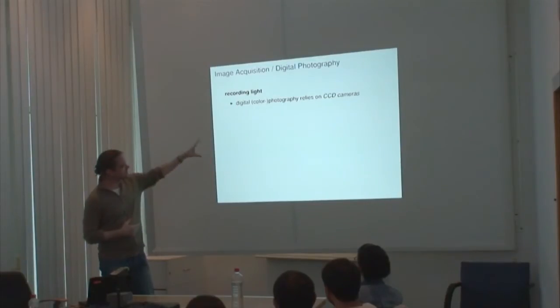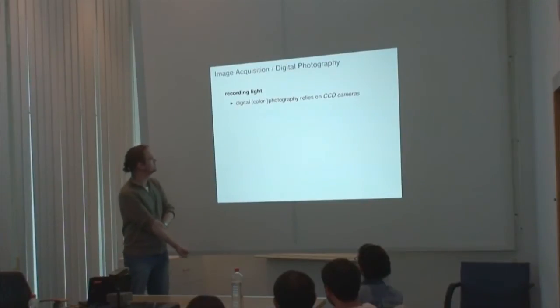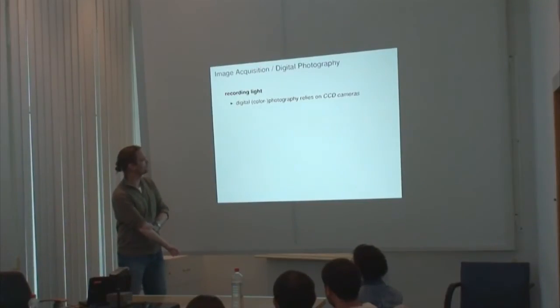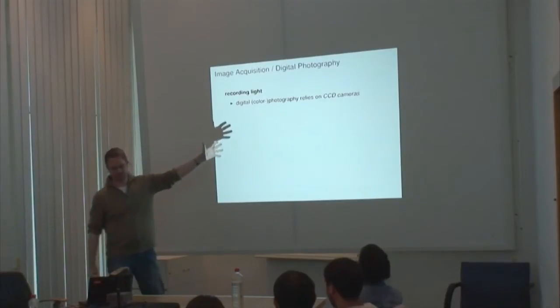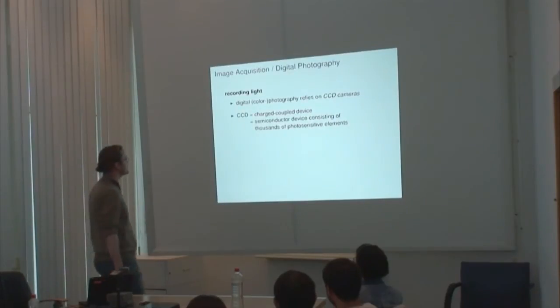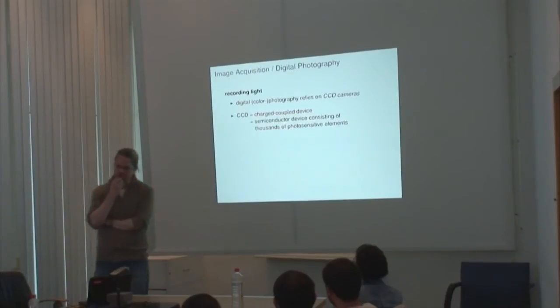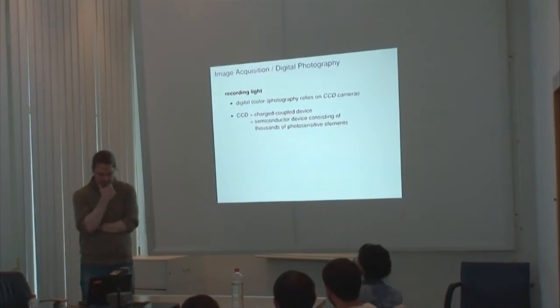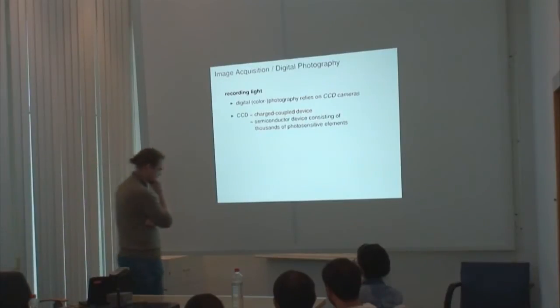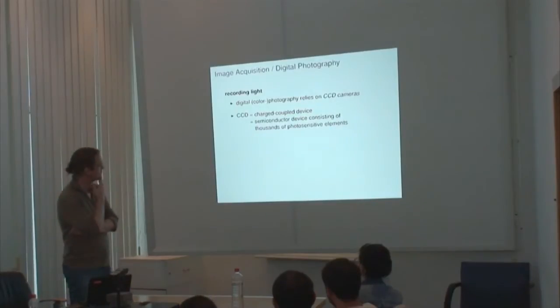And basically, in this day and age, the way we record images, the way of doing imaging, is based on this idea of CCD cameras. And this abbreviation CCD is a shorthand for charge-coupled device, which is to say this refers to a semiconductor device, an electronic part that is actually composed of thousands of photosensitive elements.